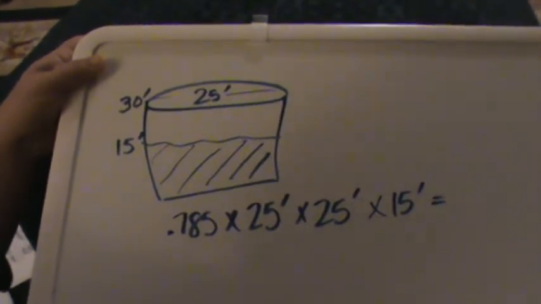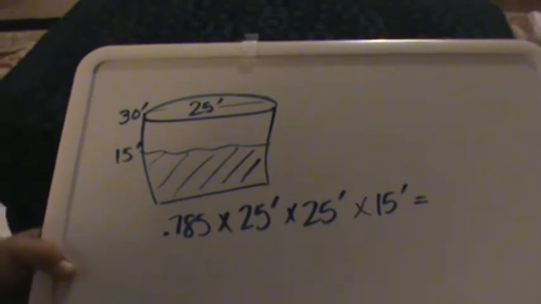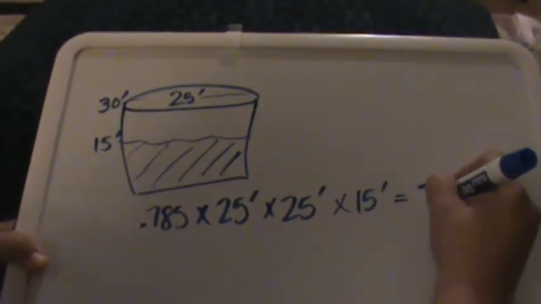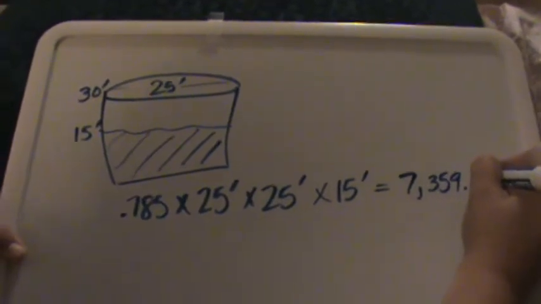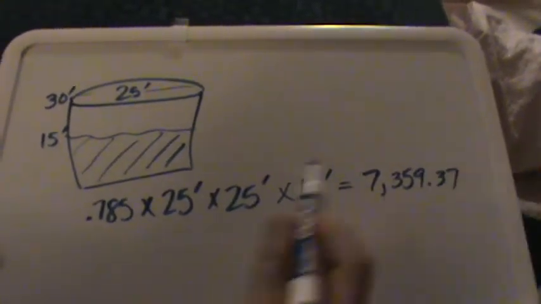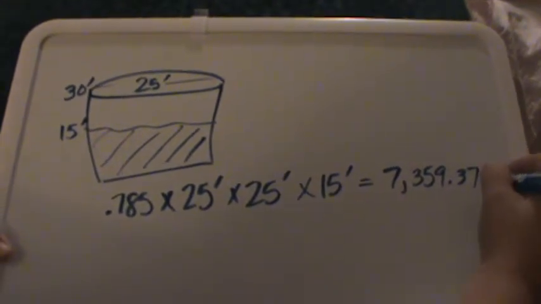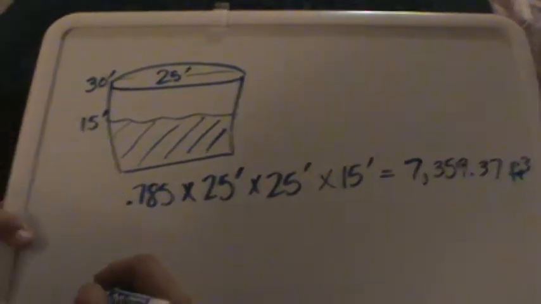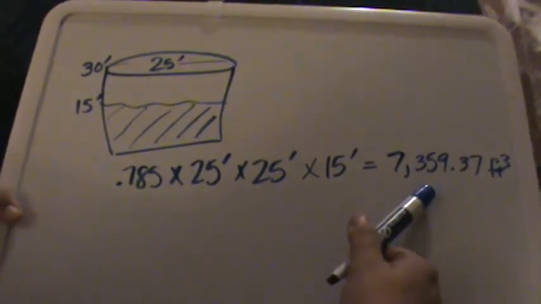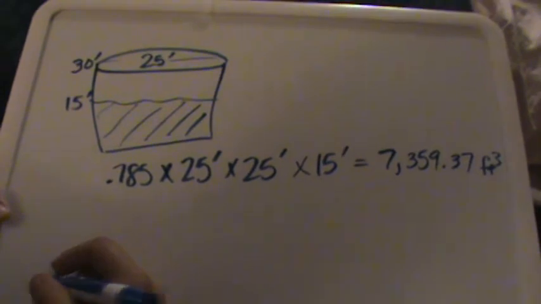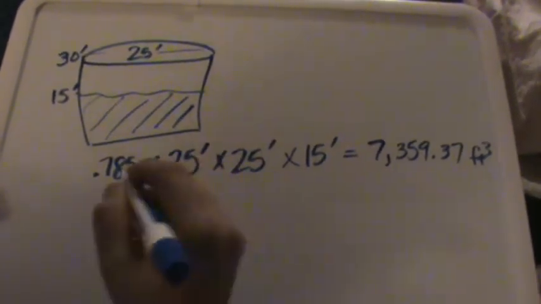Okay, so when I work this out on my calculator straight across, the answer here would be 7,359.37 cubic feet. But again, this question said how many gallons of water? So we can convert to gallons by using the conversion factor again for gallons per cubic foot.